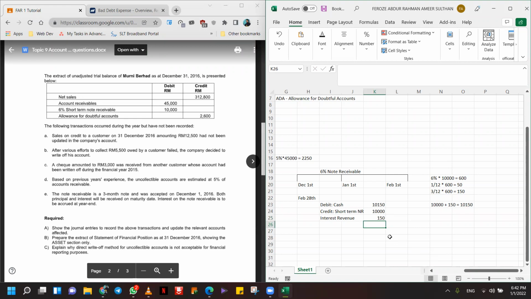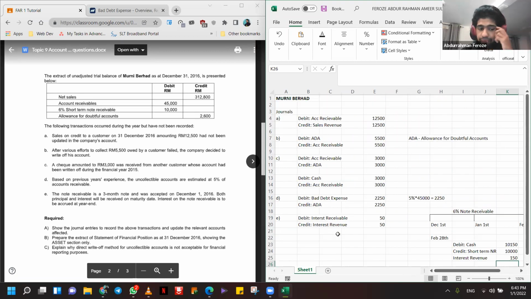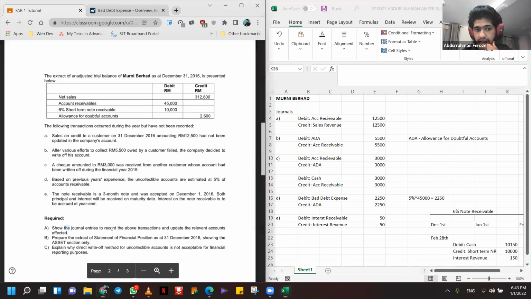This would be the journal entry on February 28th once the company receives the principal amount of 10,000 plus the interest revenue. Is that clear? Yes. Okay. All right. So we have completed the journal entries.